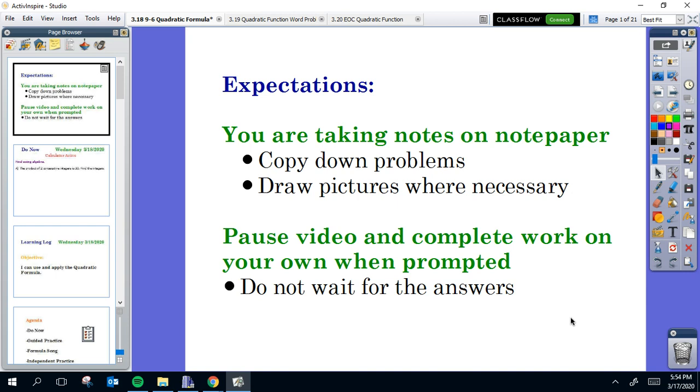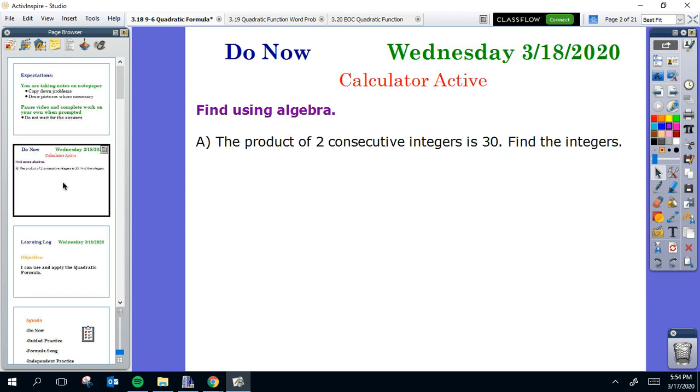Hey guys, good morning. Some expectations for the classes that I'll be hosting is that you're taking notes on notebook paper. So when I have a problem, make sure you're copying it down and you're drawing pictures when necessary. When I ask you to pause the video, please do that and complete the work on your own when prompted. So I'm trusting you guys to pause the video and not necessarily wait for me to give you the answers.